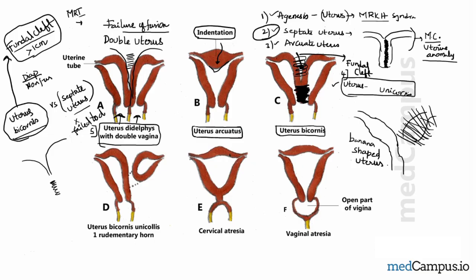This uterus bicornis is again divided into unicollis and bicollis. So what is this differentiation?